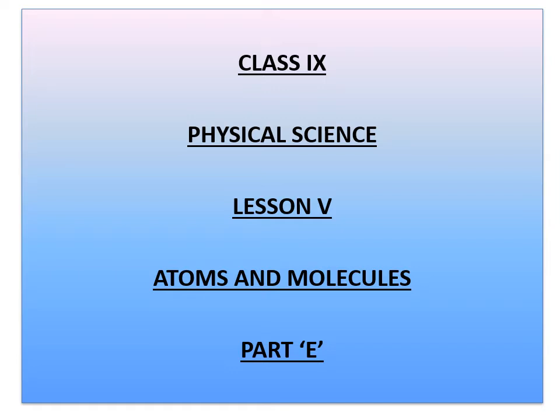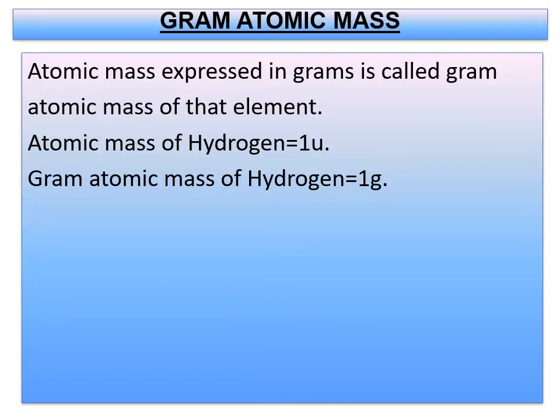Okay, the crisscross method, you can write a formula in any way. Formula is more important for us to get it. So, gram atomic mass. Here we have to remember what gram atomic mass is.